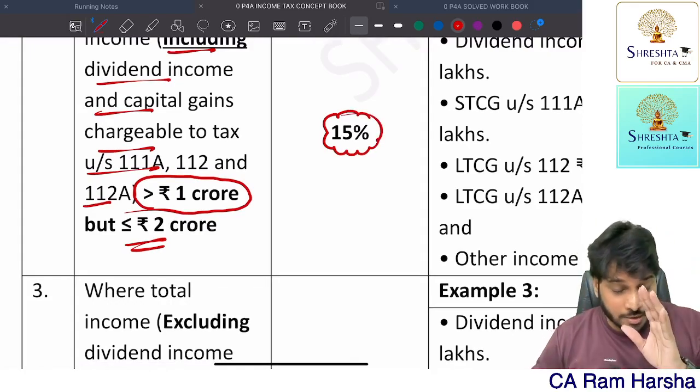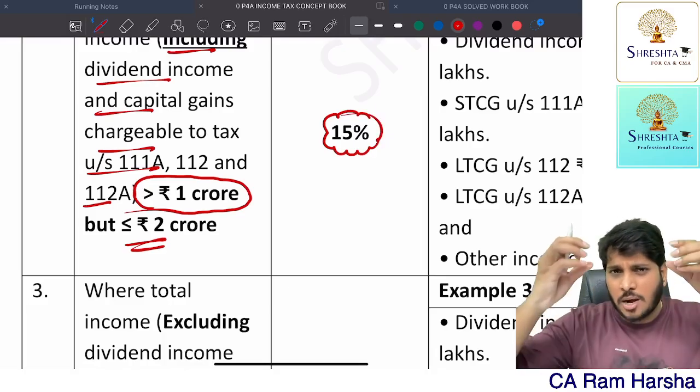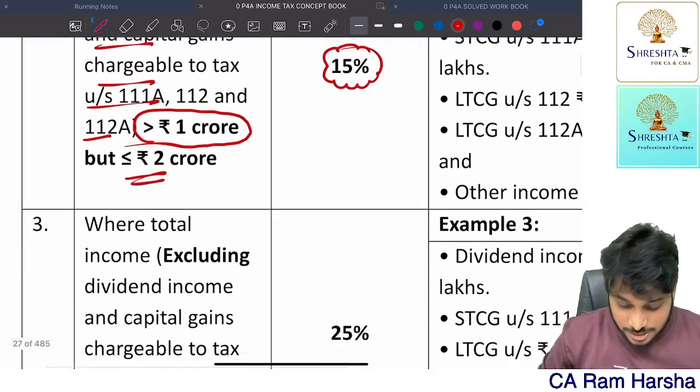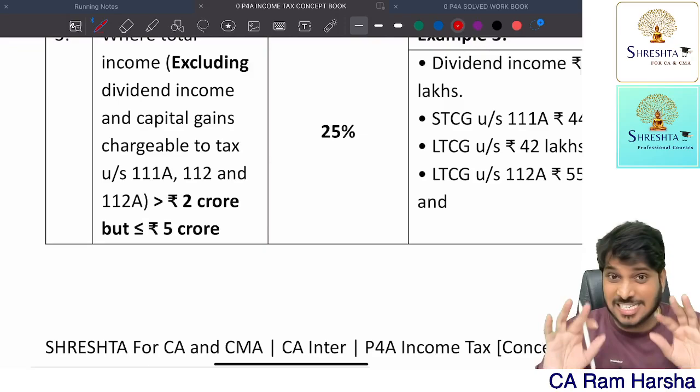What is the rate of surcharge? 15%. So on basic tax, straight away apply 15%. Now the twist begins from here.